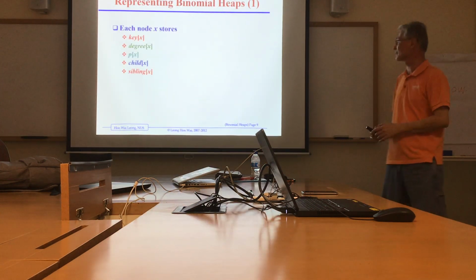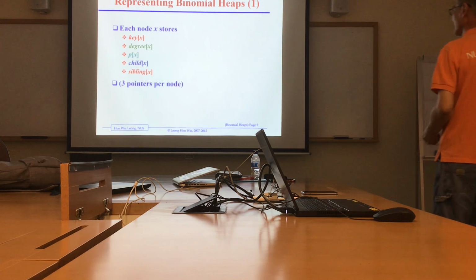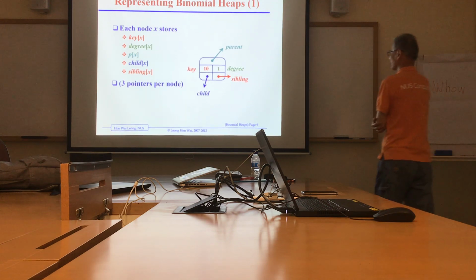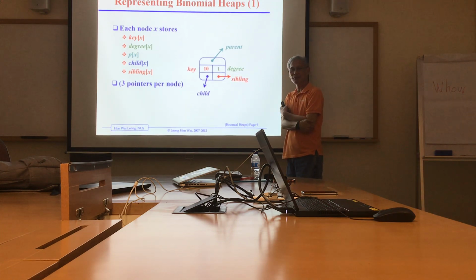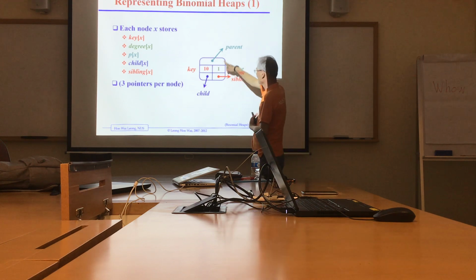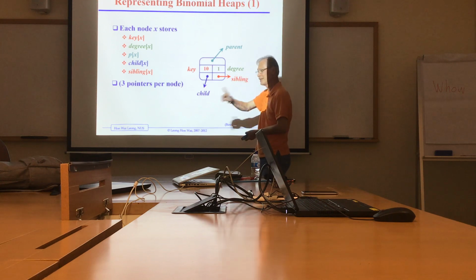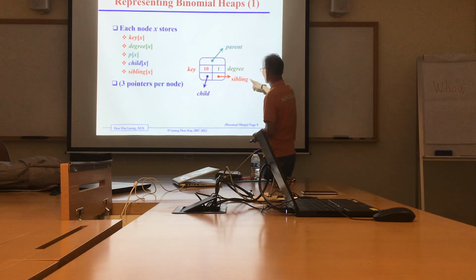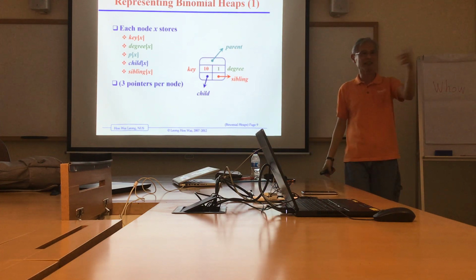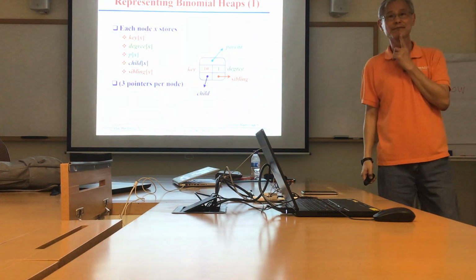So first of all, how do you represent this? To represent this, I'm going to define this structure. To make it efficient, you need 3 pointers: one to point to the parent, one to point to one child, only one child, and then one to the sibling. The sibling will link up all those at the same level.